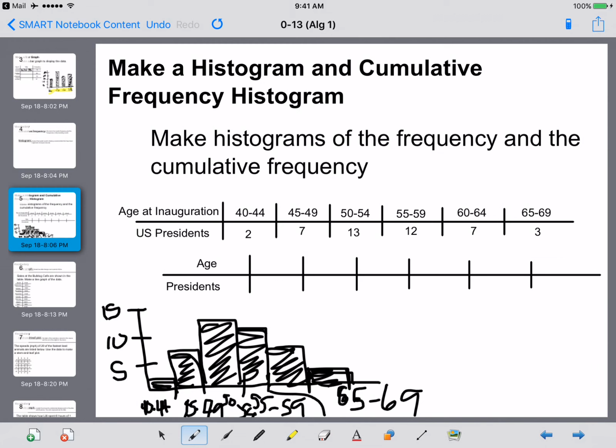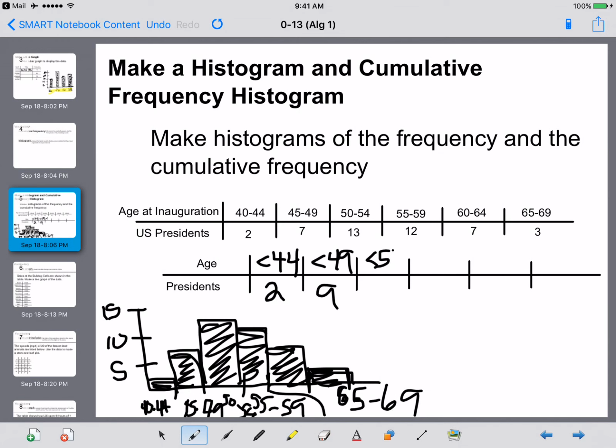Our cumulative frequency histogram would look something like this. So our age is less than. So presidents that were inaugurated less than 44, because it's from 40 to 44. So if they were less than 44, there were 2 of them. Now we're going less than 49. So that means everything before it as well. So 7 plus 2, so 9.